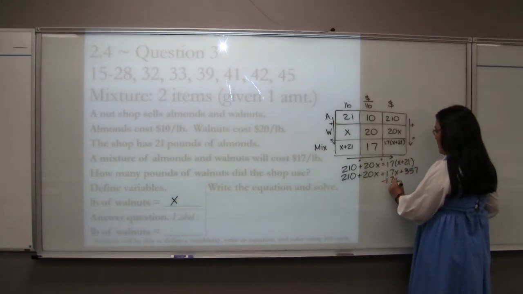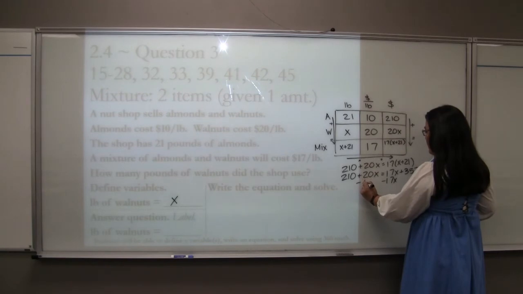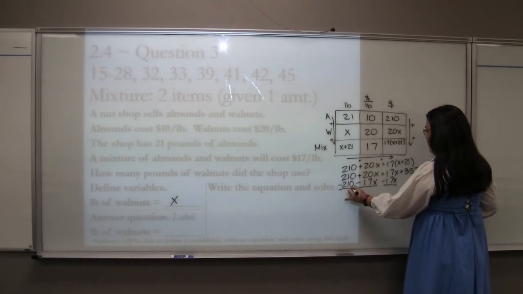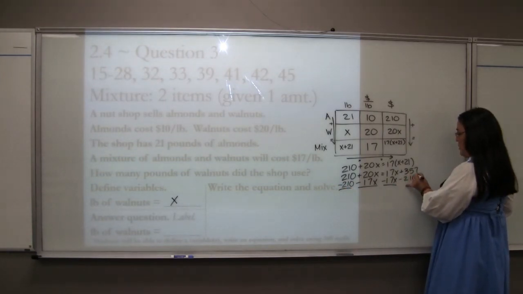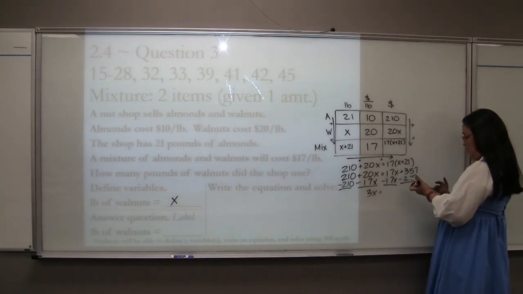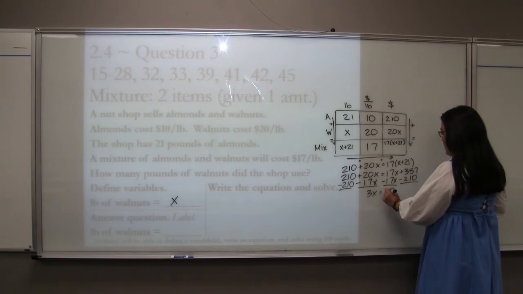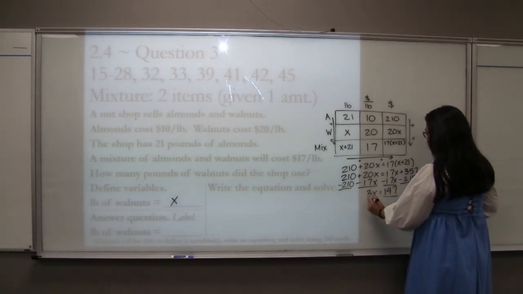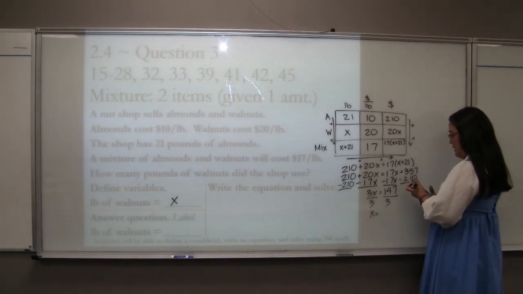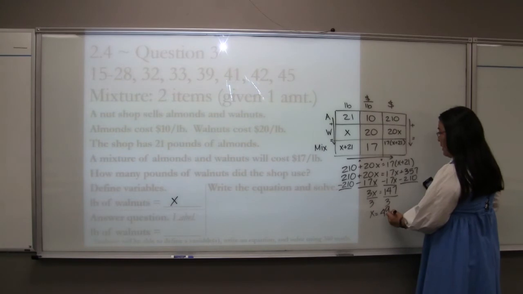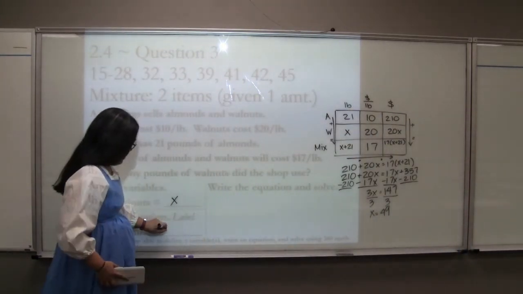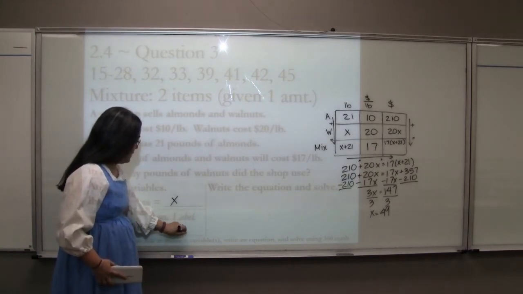We are going to be moving the x's to one side. I'm moving my smaller x. And if you can handle this, we are going to move the numbers in the same step. 3x equals 357 minus 210, which is 147. Dividing on both sides by 3, we get x equals 49. We have 49, and that means we're going to have 49 pounds of walnuts.